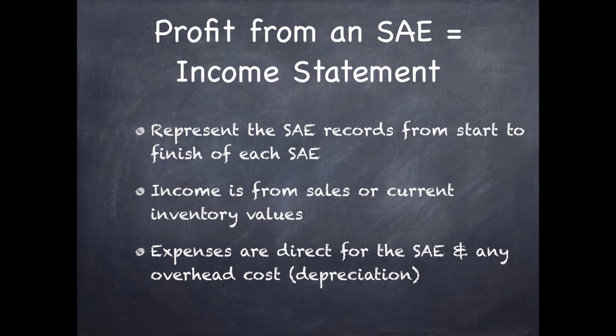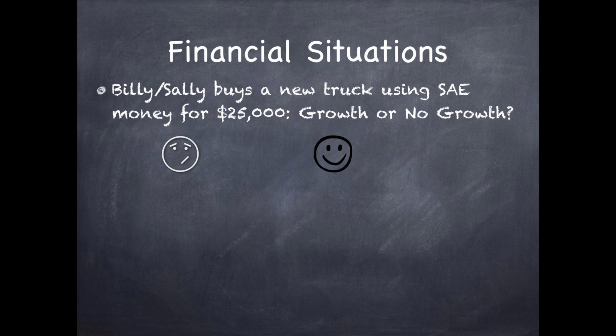So the records here don't start on all dates. It's whenever the SAE starts, whenever the SAE finishes. Income is from sales or inventory, like we talked about, and expenses are from the SAE, what it costs to run that, plus any overhead allocations like depreciation, which are generally for the whole student, but a portion of that can go to each project, and that's why we talk about overhead allocation. So the net of these is really what you look at on the income statement.